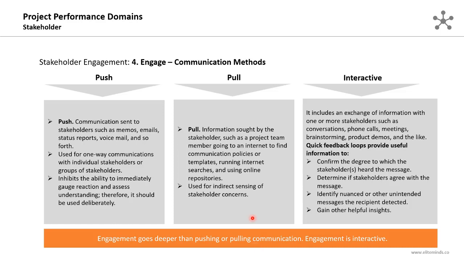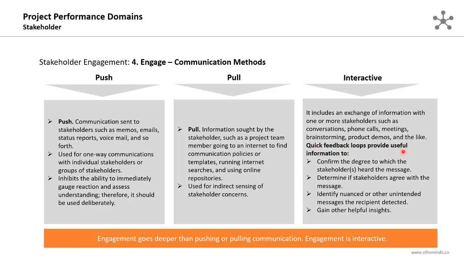The second method is the pull communication. Pull is information sought by the stakeholders, such as a project team member going to an intranet to find communication policies or templates, running internet research, and using online repositories. These are examples of the pull communication method. It is used for indirect sensing of stakeholder concerns. The third method is the interactive communication. It includes an exchange of information with one or more stakeholders, such as conversations, phone calls, meetings, brainstorming, product demos, and the like.